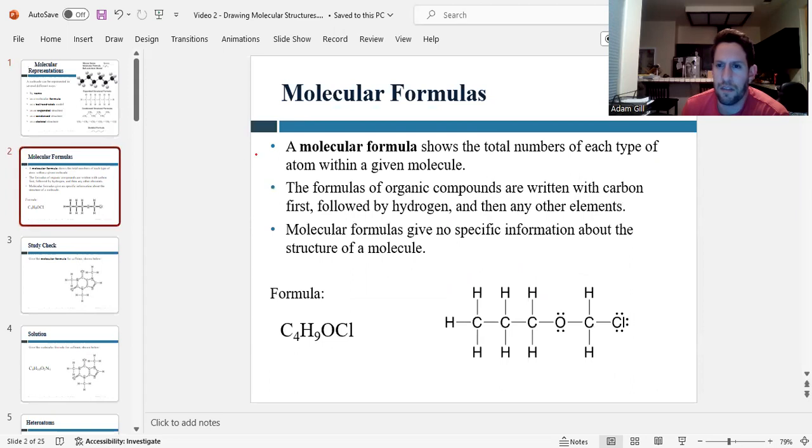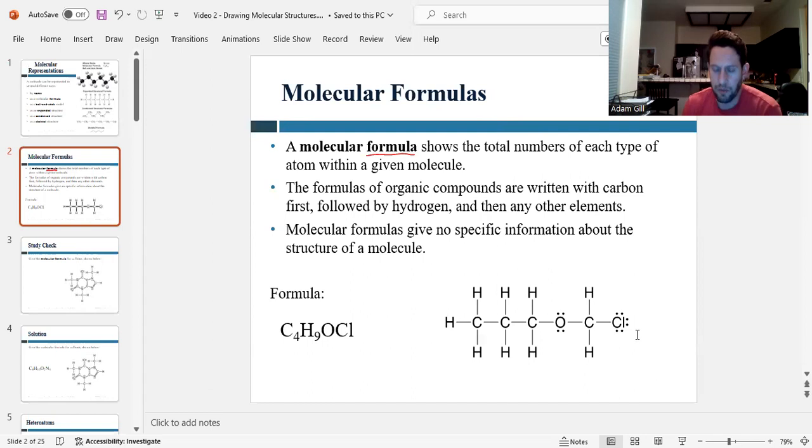So first, let's talk about molecular formulas. A formula shows the total number of each type of atom in a given molecule. We always write carbon first, then hydrogen, then everything else. Formulas don't give you any specific information about the structure. They only tell you what atoms are in that molecule.